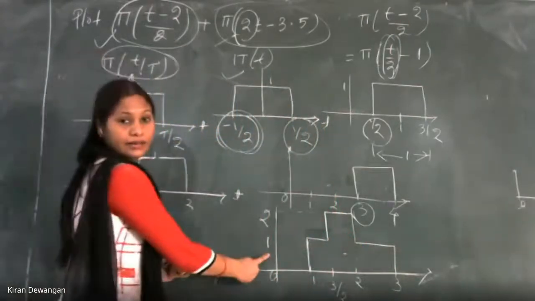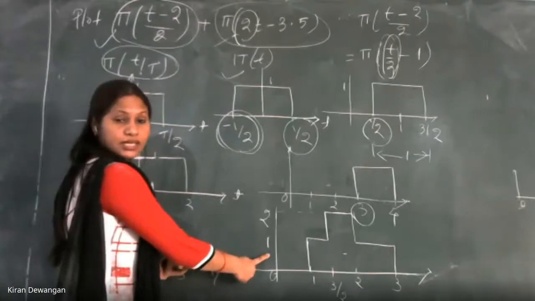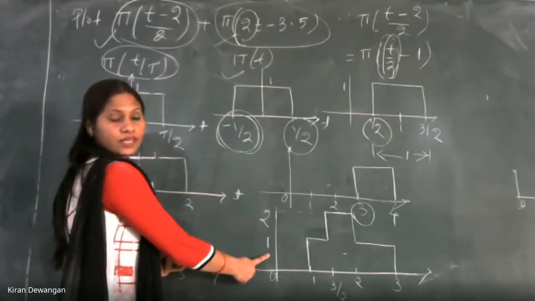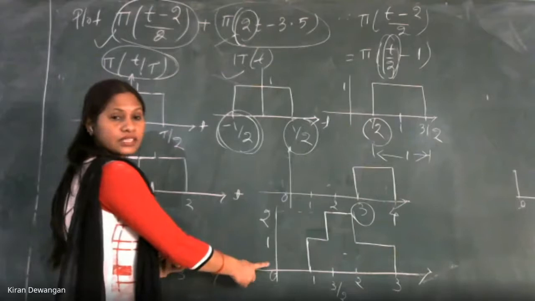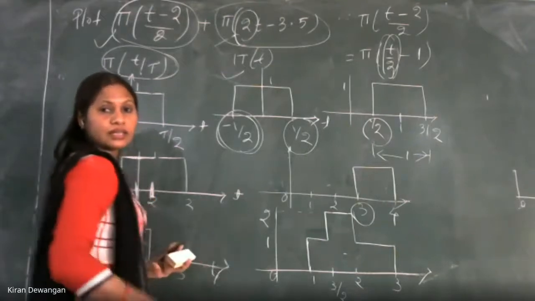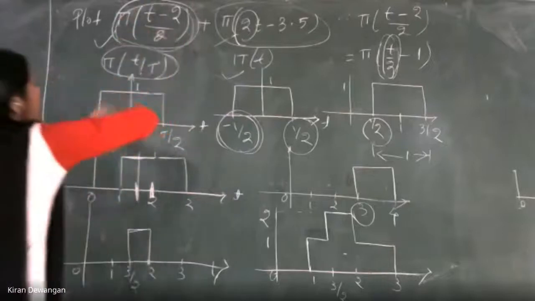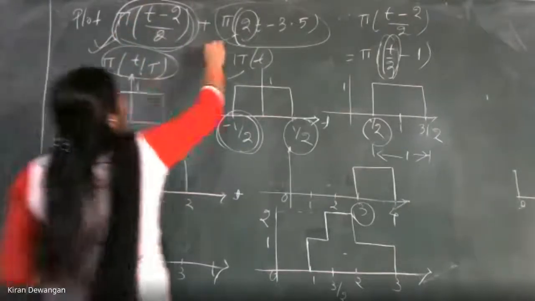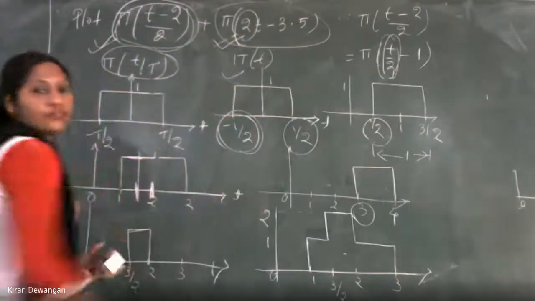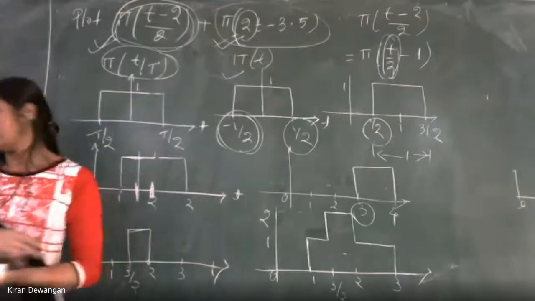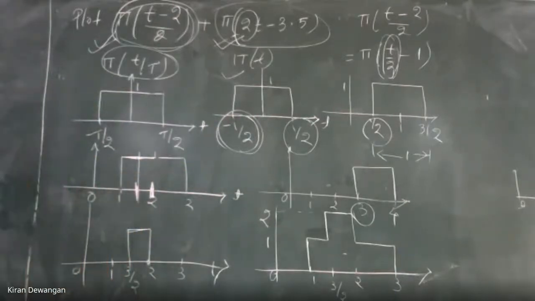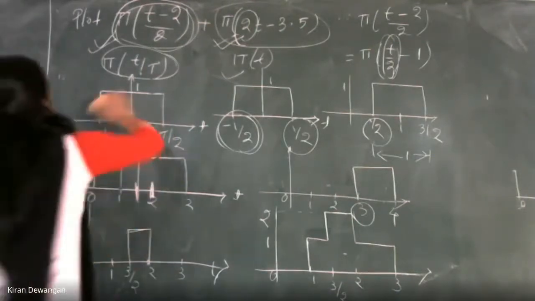ये clear है? Addition of both the signals is clear or not? Just tell me students if this addition is clear. Clear, right? We have to perform individually. पहले इसको plot करेंगे, फिर इसको plot करेंगे, फिर हम दोनों के addition करेंगे. ठीक है? So that is how we can plot. Now let us plot another signal. This is very important.